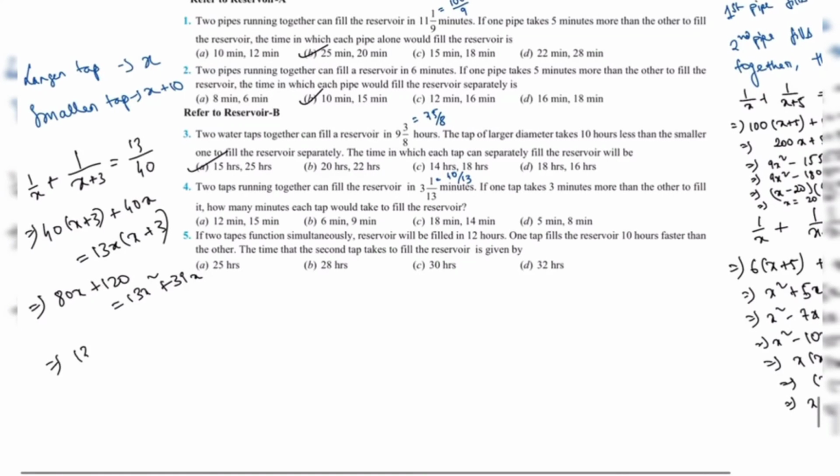So 40 times x plus 3 plus 40x should be 13x times x plus 3. That's right. 40x and 40x is 80x plus 120 gives us 13x square plus 39x. So 39 and 39 minus 80 is 41. Let's write 13x square minus 41x minus 120 is 0.